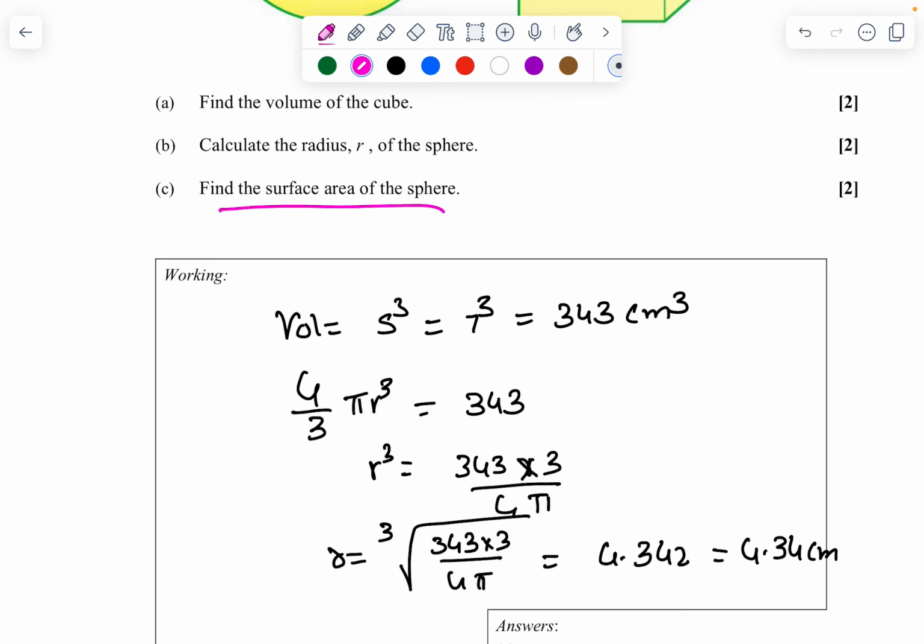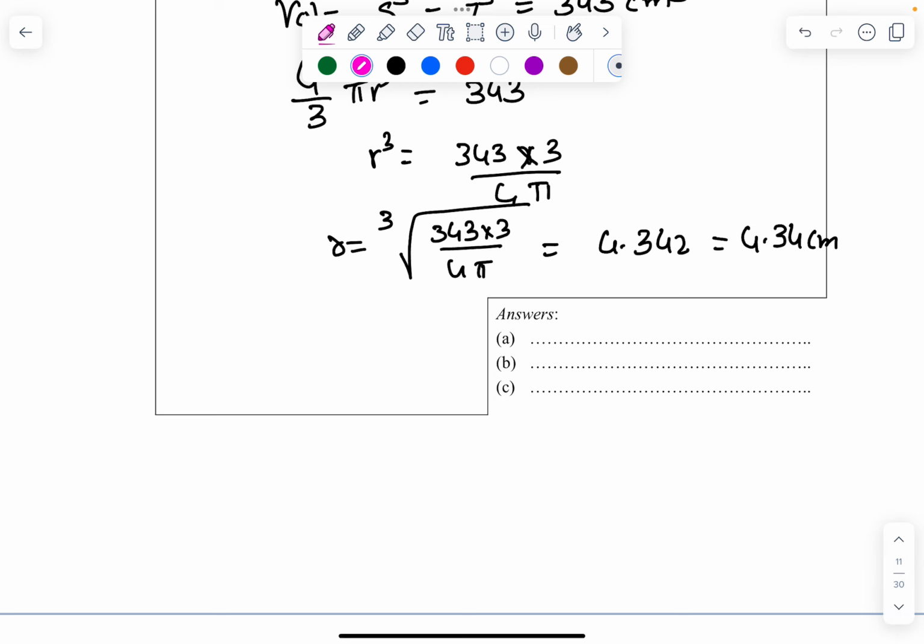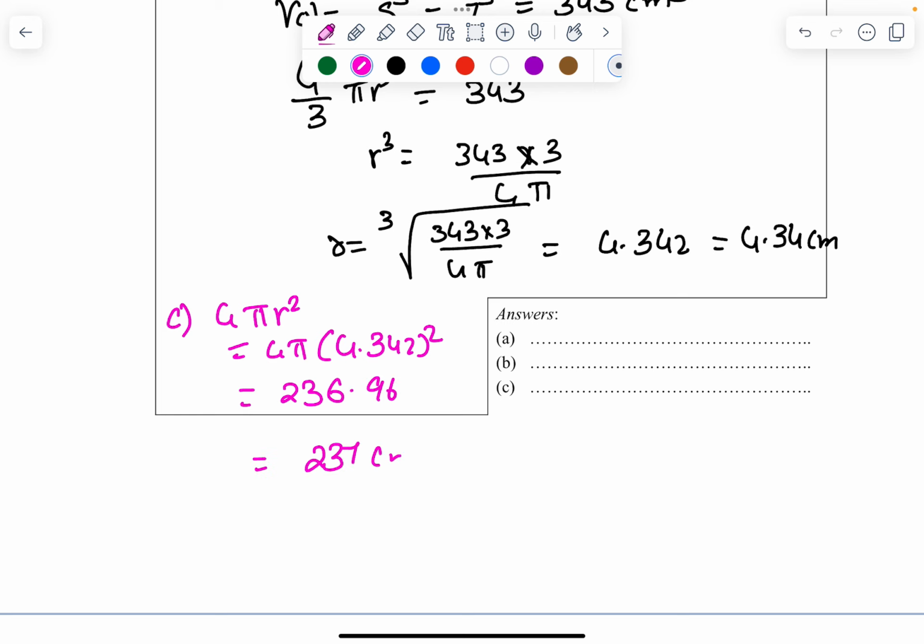Find the surface area of the sphere. Sphere surface area is going to be 4 pi r square. 4 pi r square is 4 pi times 4.342 whole square, which is 239.96, or 237 centimeters square.